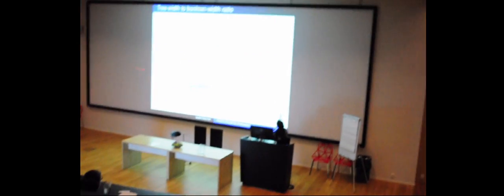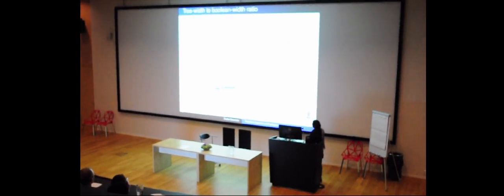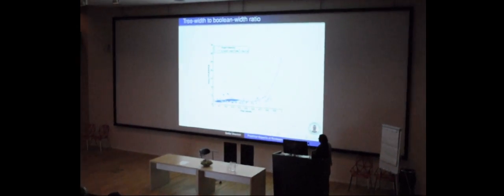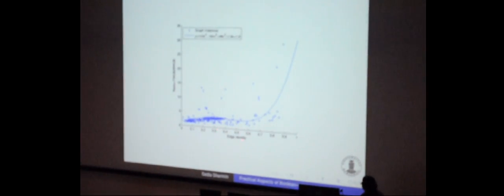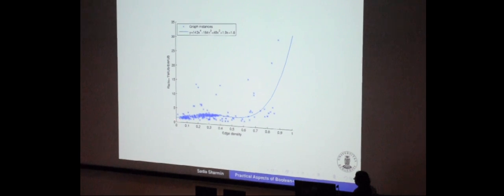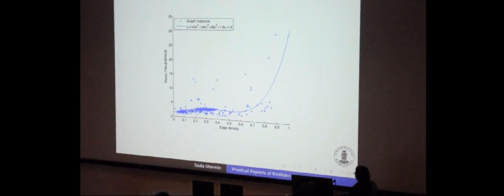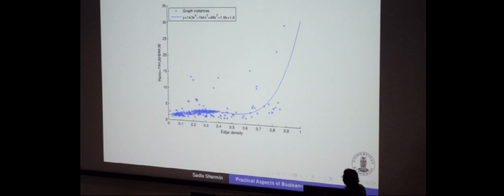And this is a graphical representation of the ratio of the upper bound to the Boolean upper bound. This is plotted against edge density. And it can be seen that with increased edge density, the ratio has a little tendency to increase, leading to more accurate computing for graphs of higher density.